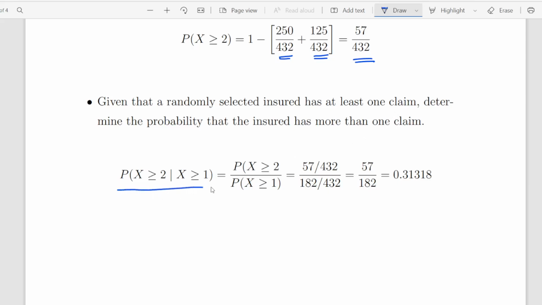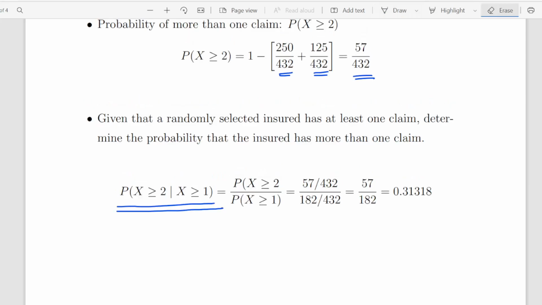So essentially this is what we're asked here. The calculation becomes the probability of x greater than or equal to 2 given that x is greater than or equal to 1. That can be expressed as the probability of x greater than or equal to 2 divided by the probability of x greater than or equal to 1. That is 57 divided by 432 divided by 182 divided by 432. So those cancel out. We're left with 57 over 182, and that is 0.31318. So that's the question that we were specifically asked, this one here.